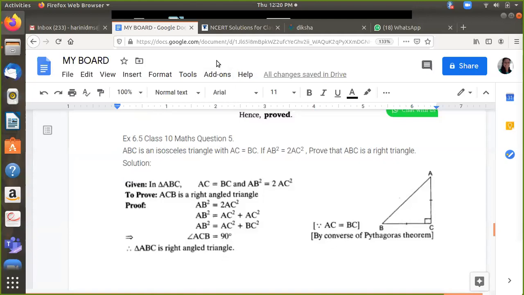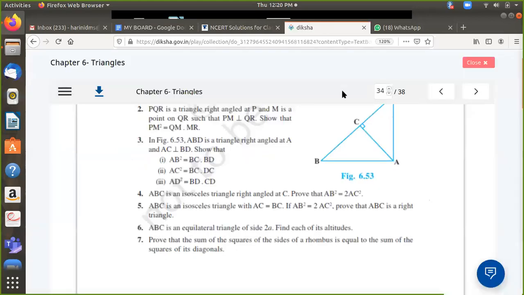Clear? So next we will go to the next question that I want. This is a simple one, but it uses the converse, and hence I had to choose that problem. Now the sixth one you should be able to do. Try doing it.